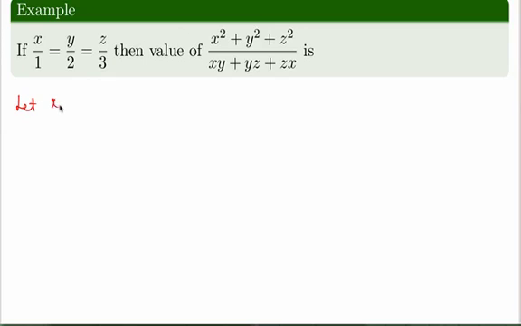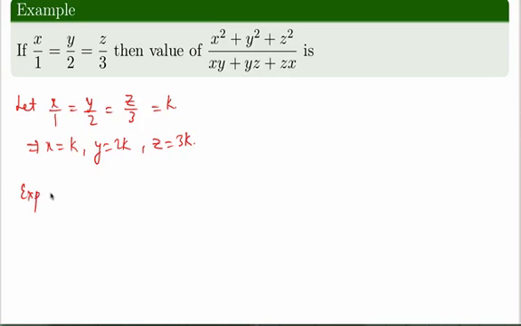Let x by 1 equals y by 2 equals z by 3. Let this be equal to k. So this implies x will be equal to k, y will be equal to 2k, and z will be equal to 3k. And now I start taking the value of the expression.